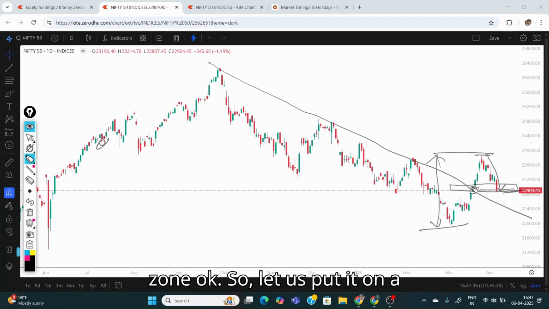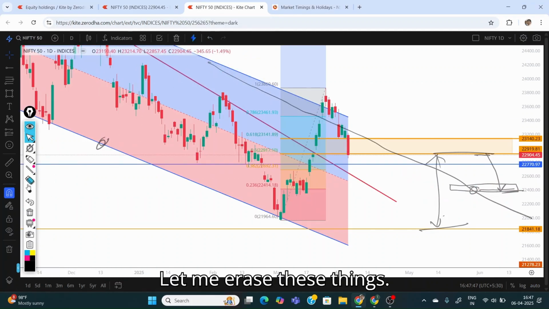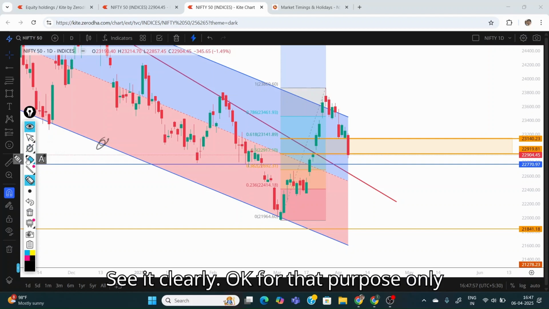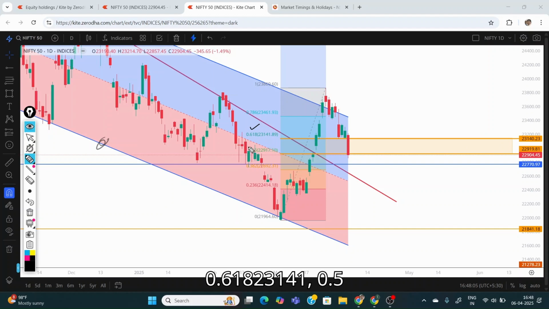Let us put it on a proper chart where these lines are drawn properly. Let me erase these things. This is just to see it visually and clearly; for that purpose only I've made this chart. So this is the zone we were talking about, 0.618 at 23,141, and 0.5 at 22,917. We closed at 22,904, just below the 0.5 level.